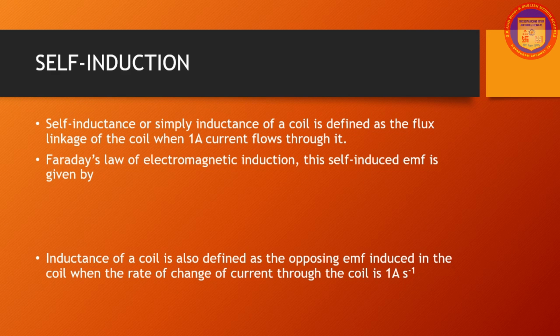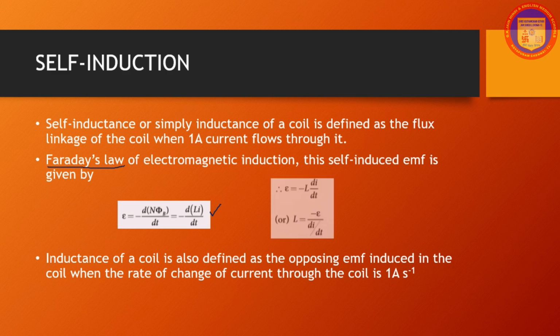From Faraday's law of electromagnetic induction, this self-induced EMF is given by epsilon is equal to minus d by dt of N into phi-b. We have already derived that N phi-b is equal to L into I. So epsilon is equal to minus d of L I divided by dt. Therefore, epsilon is equal to minus L into dI by dt, because L is a constant, or L is equal to minus epsilon divided by dI by dt.